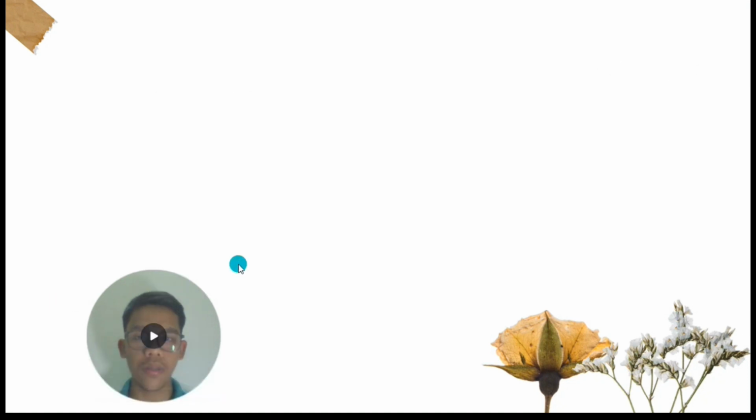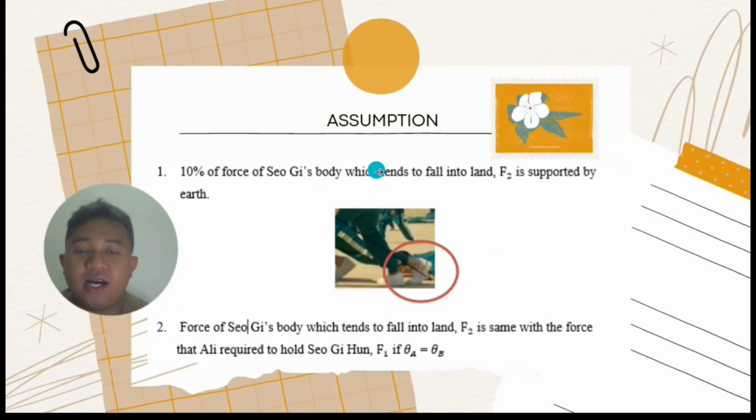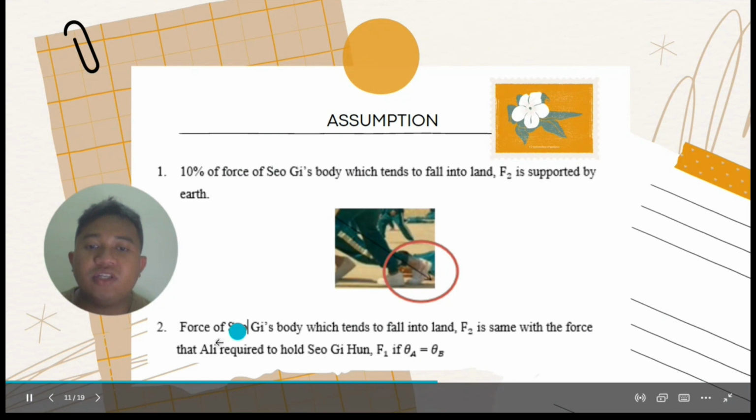Thank you. For case 2, it says to identify, solve, and calculate the parameter to determine the force that Ali required to hold Seo Gi-hun. These are the two assumptions that we have made. The first is that 10% of the force of Seogi's body which tends to fall into land, F2, is supported by the Earth. Second, the force of Seogi's body which tends to fall into land, F2, is the same as the force that Ali required to hold Seogi, F1, if theta A is equal to theta B.